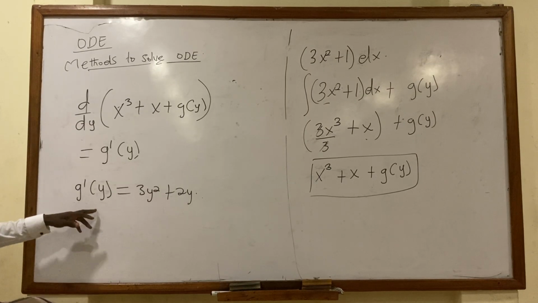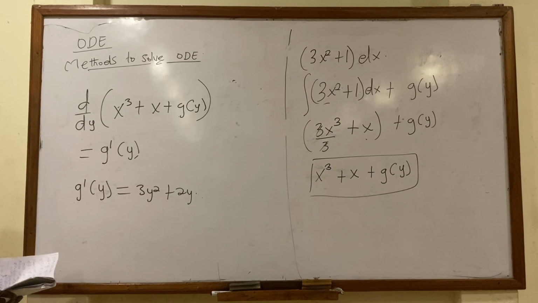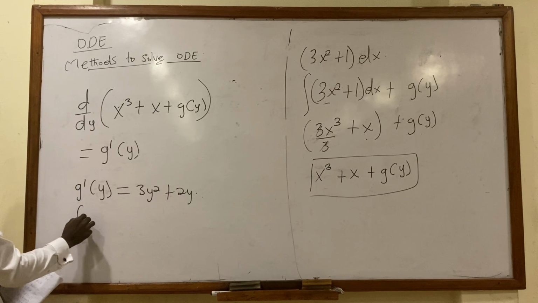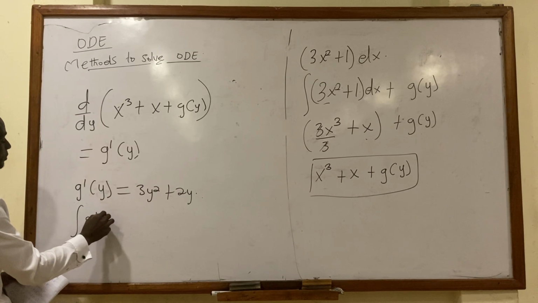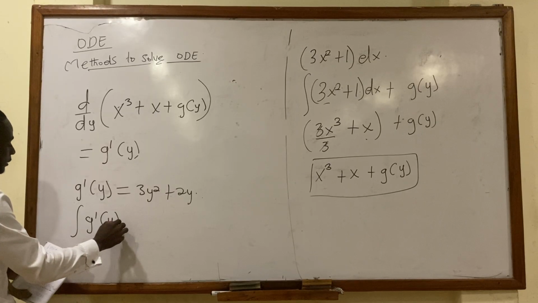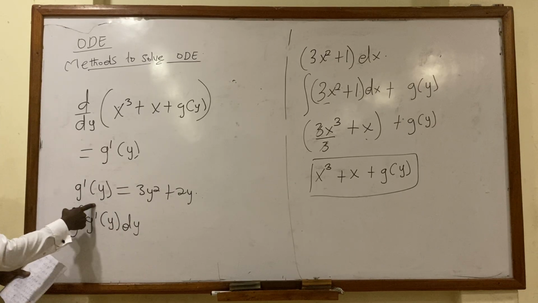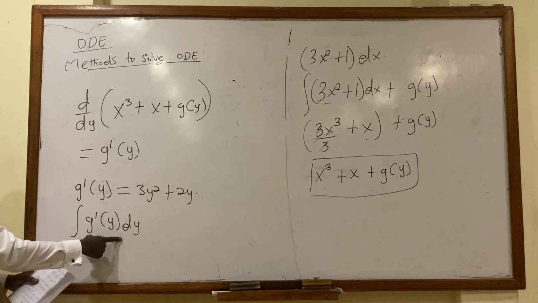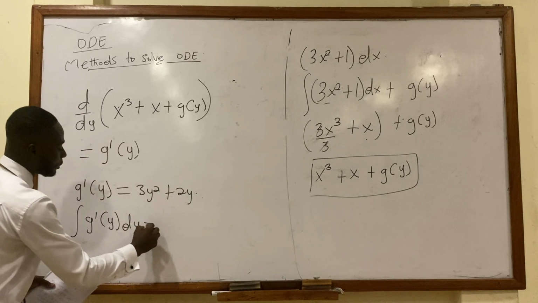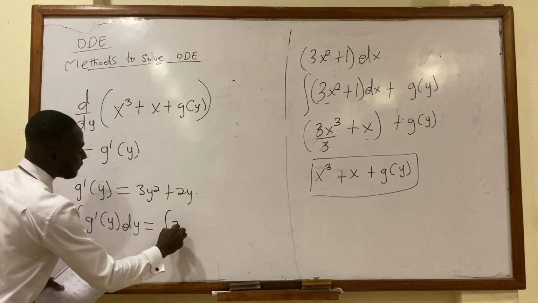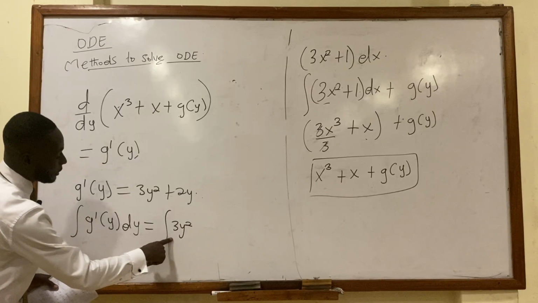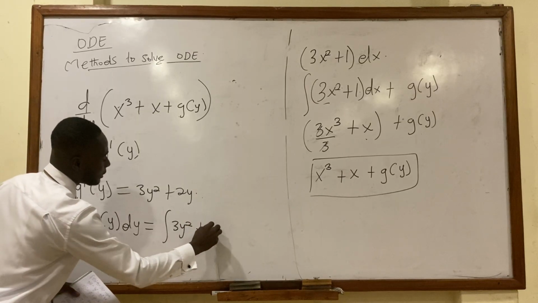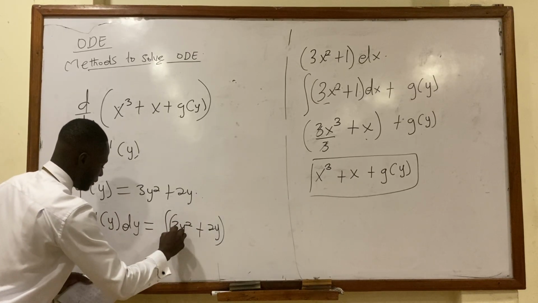All right, because we are interested in the g of y, not g prime of y. So when we integrate both sides, you know that they are in terms of y, so it will be dy, not dx. The integral of g prime of y dy is equal to the integral of 3y squared plus 2y dy.